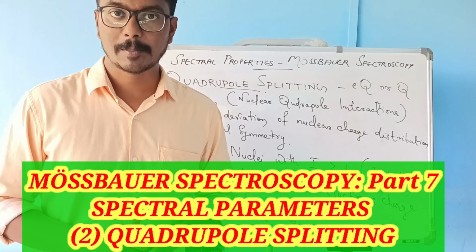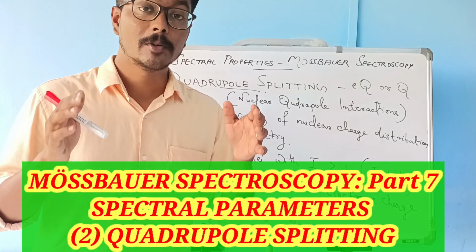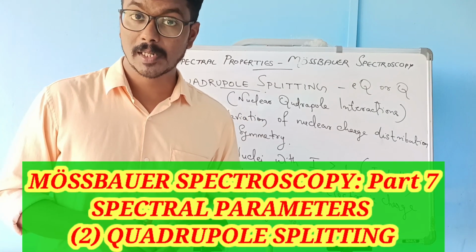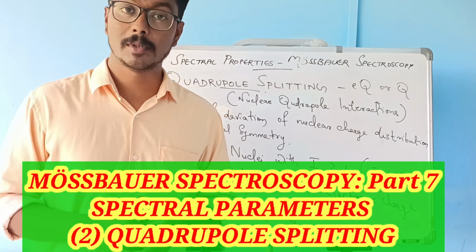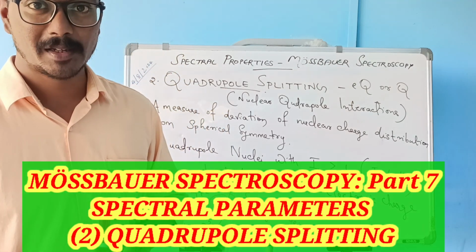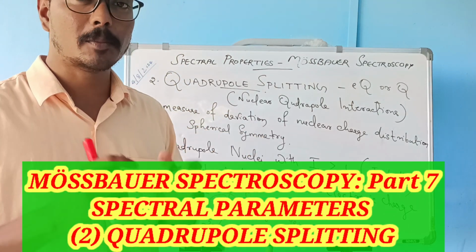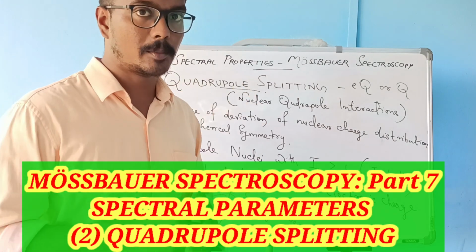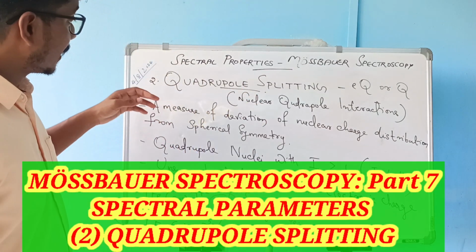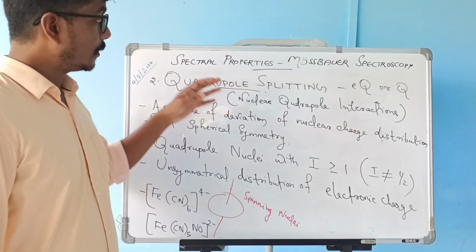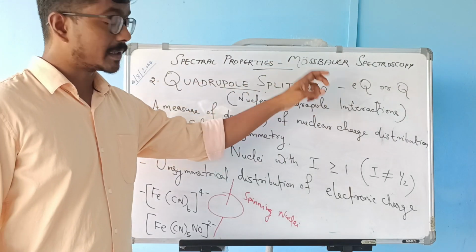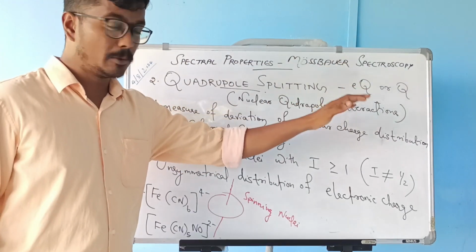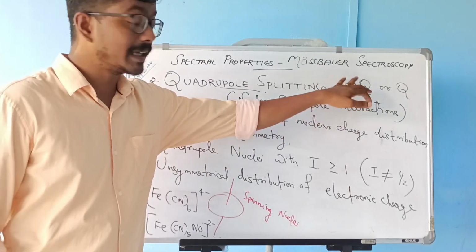The second spectral parameter is called quadrupole splitting, or nuclear quadrupole moment, or nuclear quadrupole interaction. So what exactly is this quadrupole moment? Now we will discuss the quadrupole moment first. Quadrupole splitting or nuclear quadrupole interaction can be denoted simply as Q, or eQ, where e is the electronic charge.